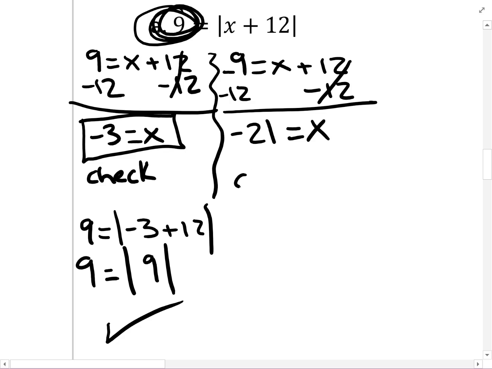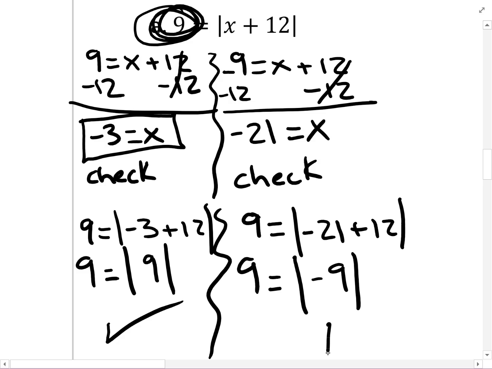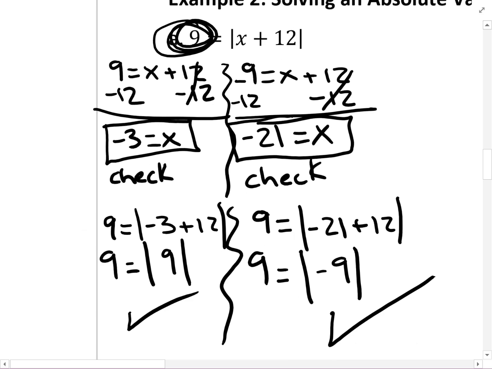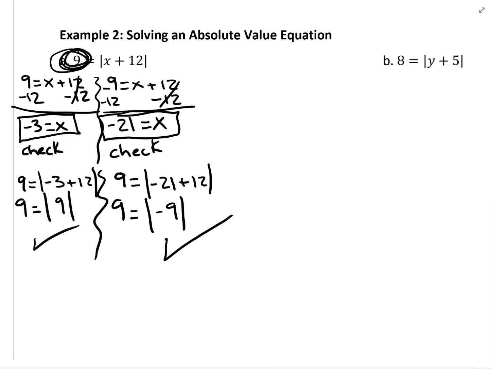That one's all done. Let's check the negative 21. We will have 9 equals absolute value negative 21 plus 12. We simplify. Negative 21 plus 12 is negative 9. And yes, absolute value of a negative is a positive, so this checks out also. Check mark, put a box around it. We are done. The next one should be pretty much the same. I would recommend pausing the video to try that on your own.